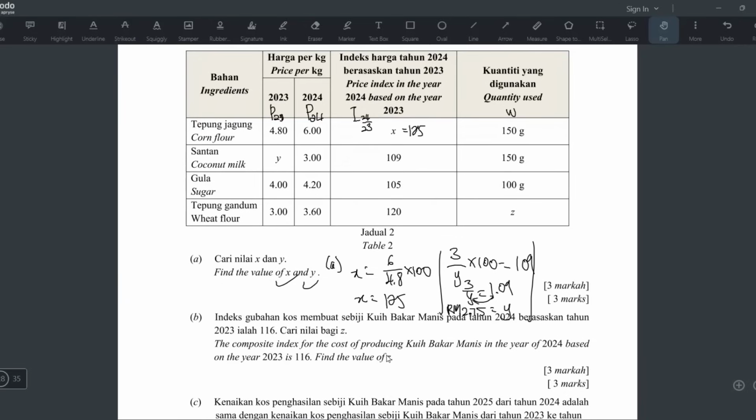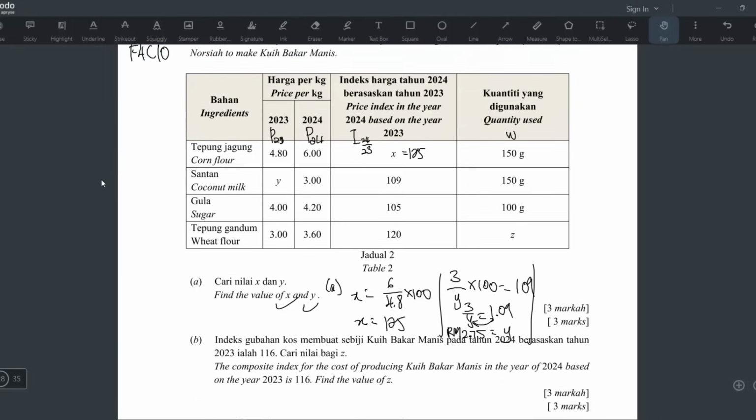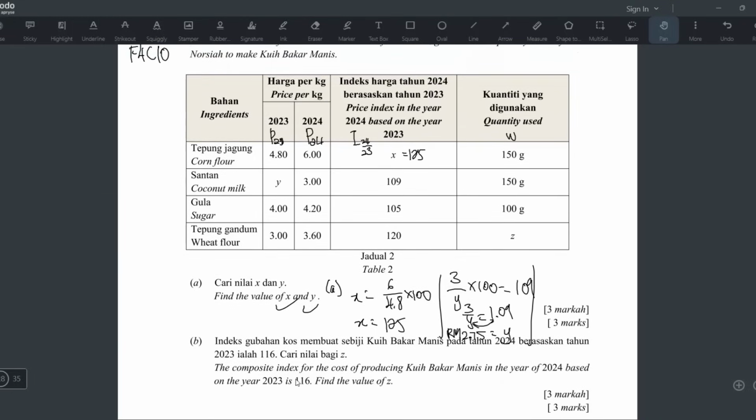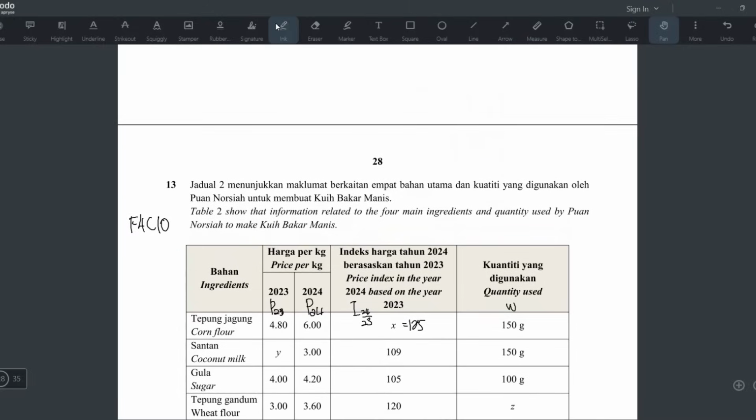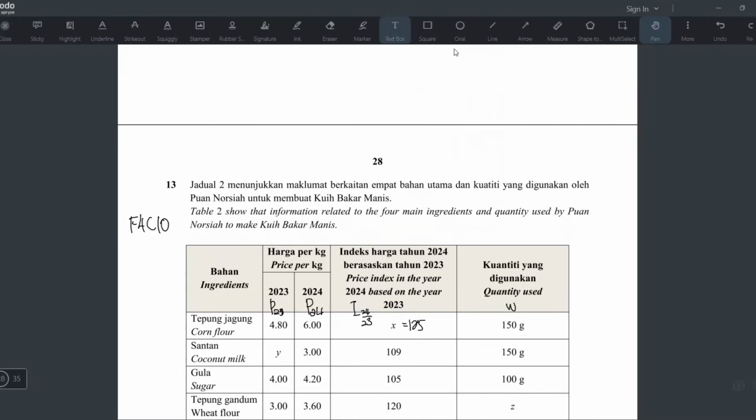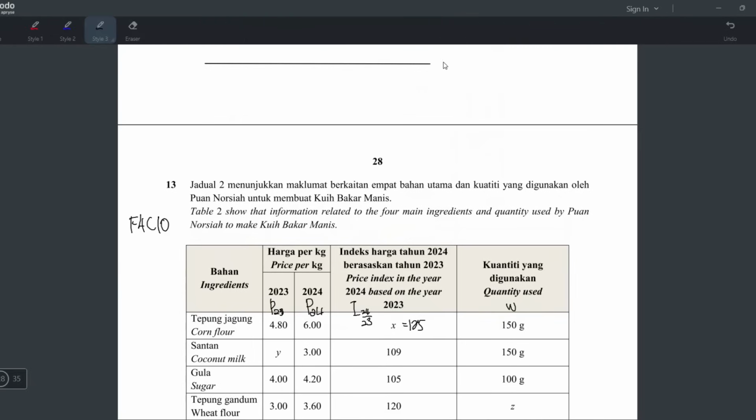B, the composite index for the cost of producing kueh bakar manis in the year 2024 based on 2023 is 116. Find the value of Z. So there you go, they want to find Z. But they gave us information here. The 116 is the composite index for 24 based on 23. Okay, I need space for this, so I'm just going to do it up here. I'll just draw a line, a very long line, and then equals 116.